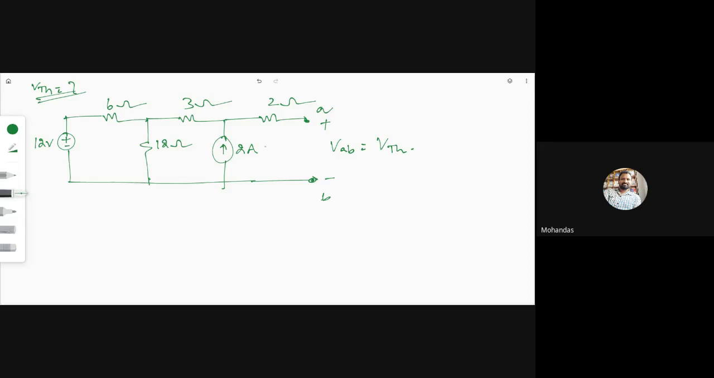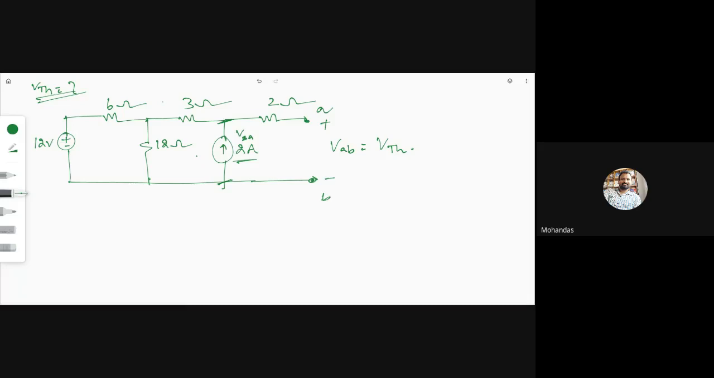The voltage VAB is the same as the voltage across the 2 ampere current source. So there is a voltage called V 2 amperes. The voltage across the 2 amperes source is the same as the Thevenin voltage. And to calculate this voltage, we need to know the voltages in the circuit. For that, we can use mesh analysis or nodal analysis. Anyone you can use. I will go for mesh analysis here.